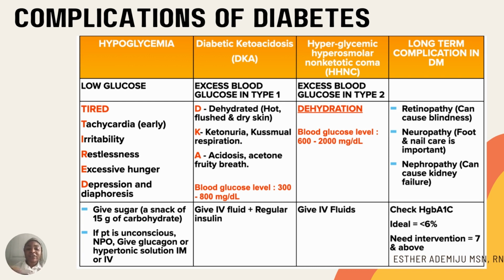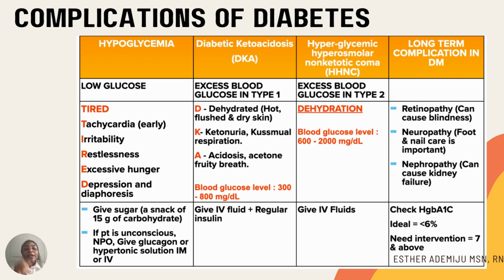Think of tired. T stands for tachycardia. Your heart rate goes up. It's one of the earliest signs of hypoglycemia. And then irritability, restlessness. E, the patient is so hungry because your body is just like, give me sugar, give me sugar. And of course, D, we go into depression, diaphoresis. The patient gets very drowsy. If we don't do something on time, this patient might even lose consciousness. Yes, that's how bad this can get because your brain just goes there.